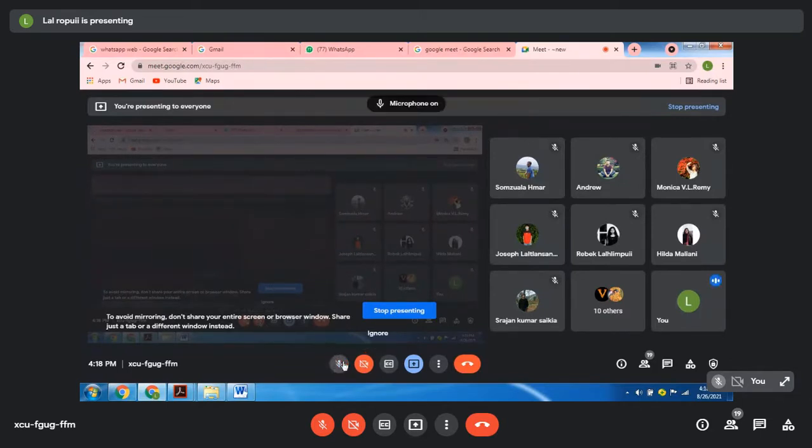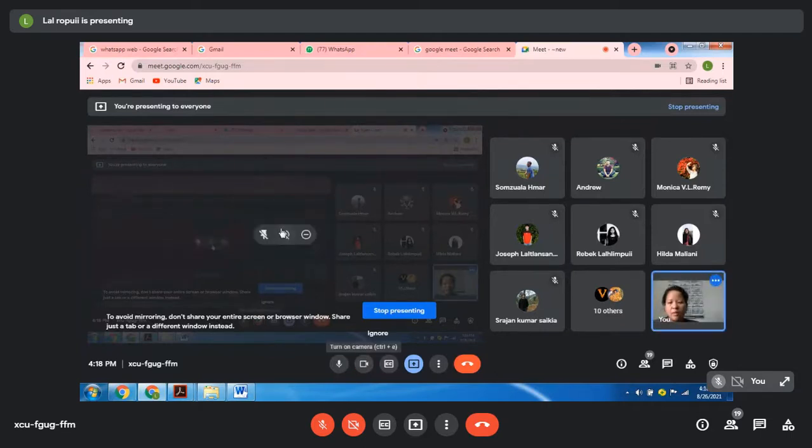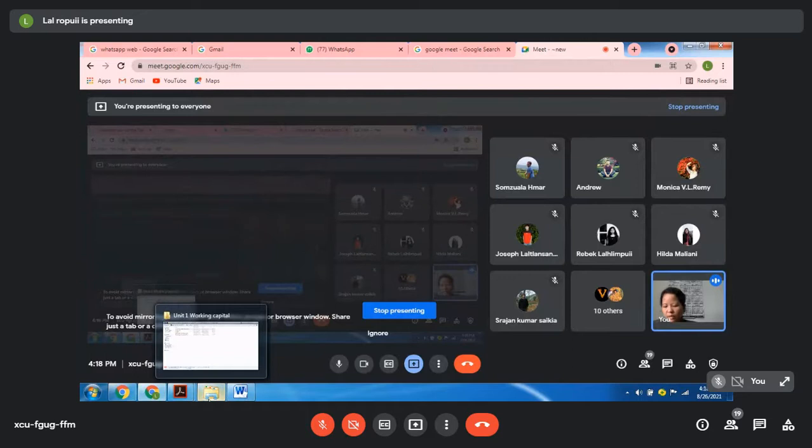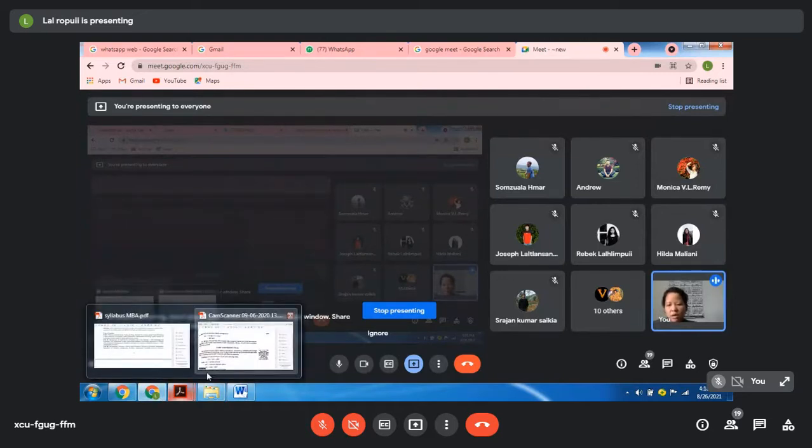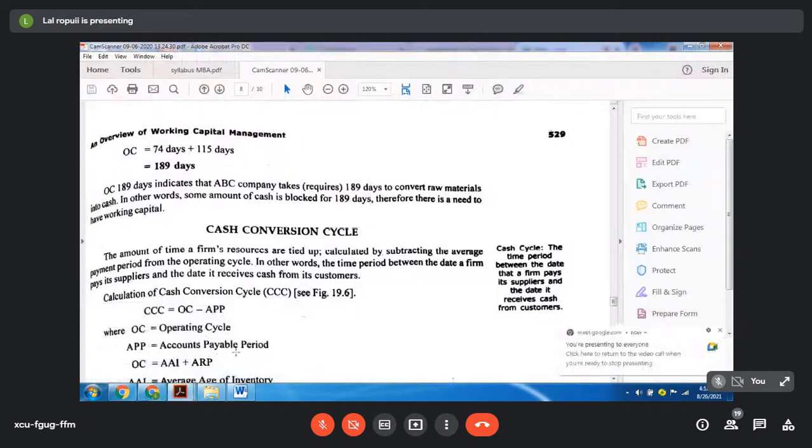Okay, so that is the cash operating cycle calculation of a manufacturing firm. Now, the cash conversion cycle.